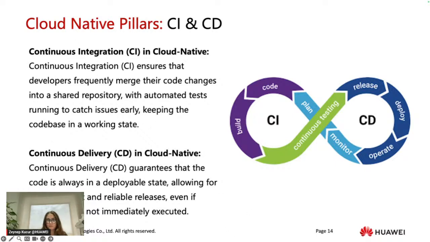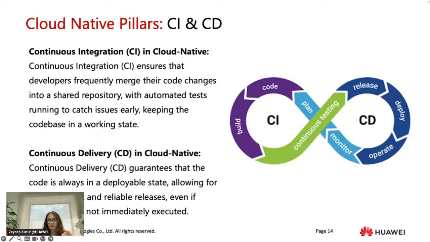So let's continue with the fourth pillar of Cloud Native, which is CI and CD, continuous integration and continuous delivery. In a cloud native environment, continuous integration plays a crucial role. Traditionally, developers would work on their code separately and merge everything together just at the end, which could lead to conflicts and delays.